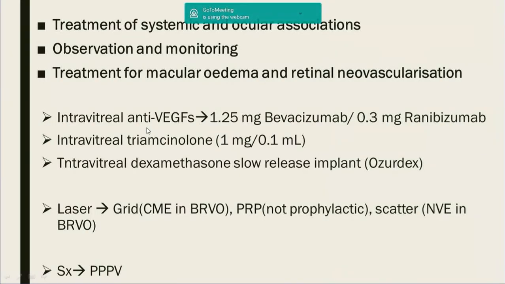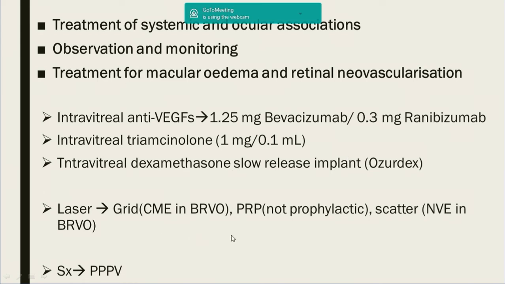VEGFs are very costly, so the patient might not be able to afford them in every scenario. So you can give them steroids, which are almost equally effective, if not the same. Apart from that, there are sustained release implants. These injections need to be repeated because their effect is short-lived. So you need to repeat them based on the improvement of the patient. They might even need 4 to 6 injections or even more than that. So you can choose to give them a slow release implant, which will have a relatively longer duration of action.